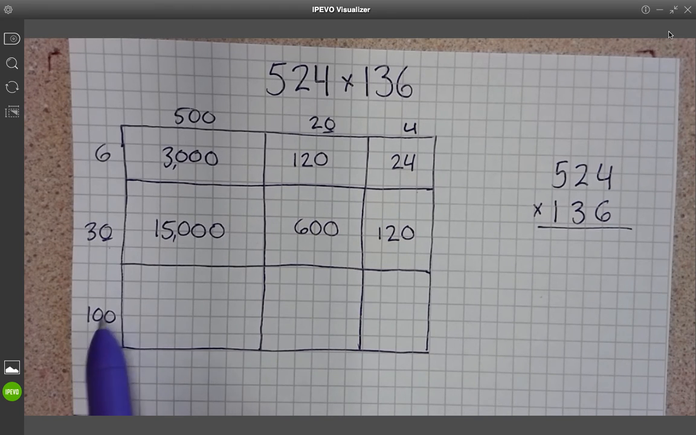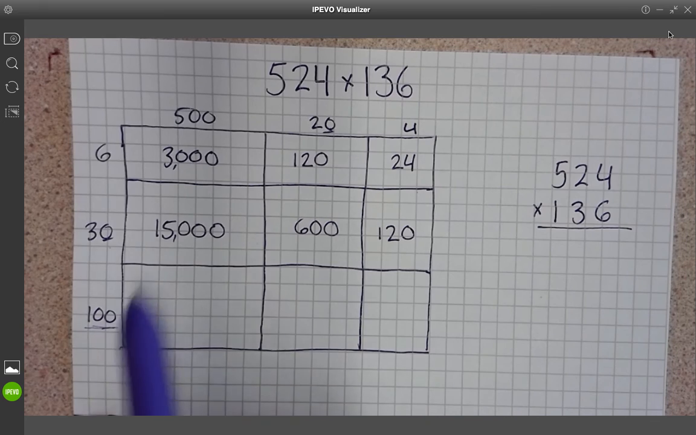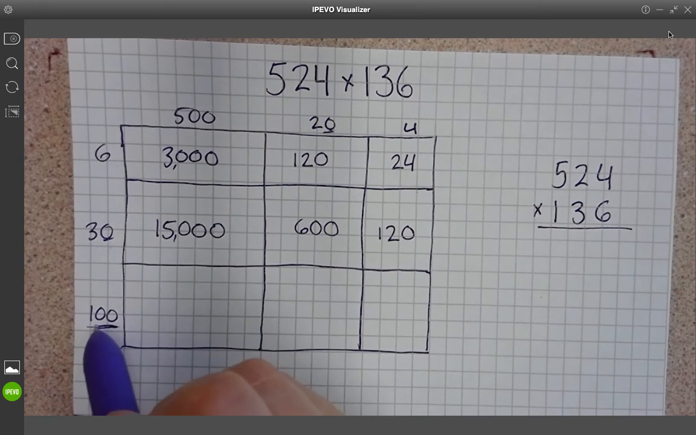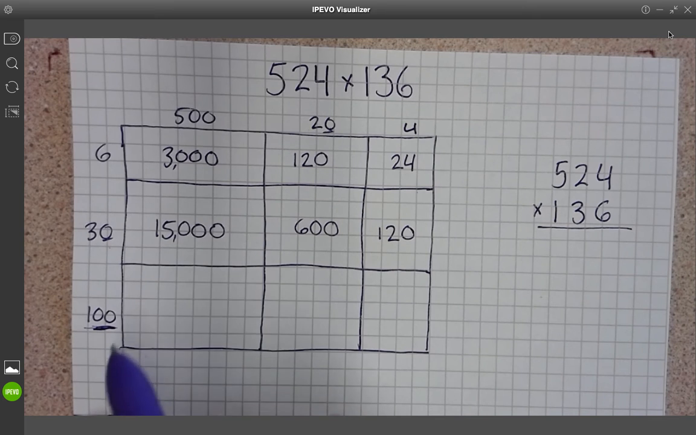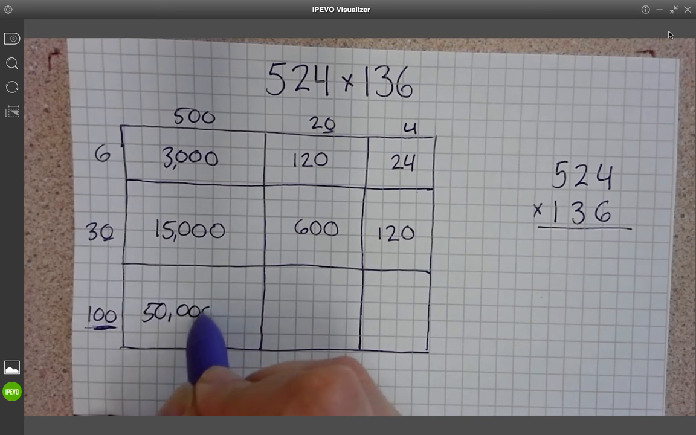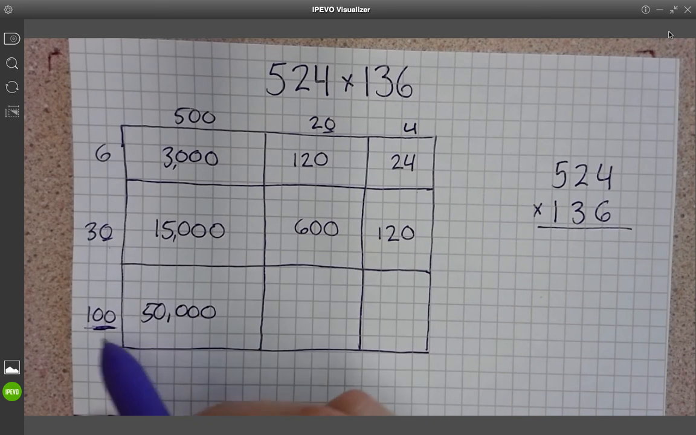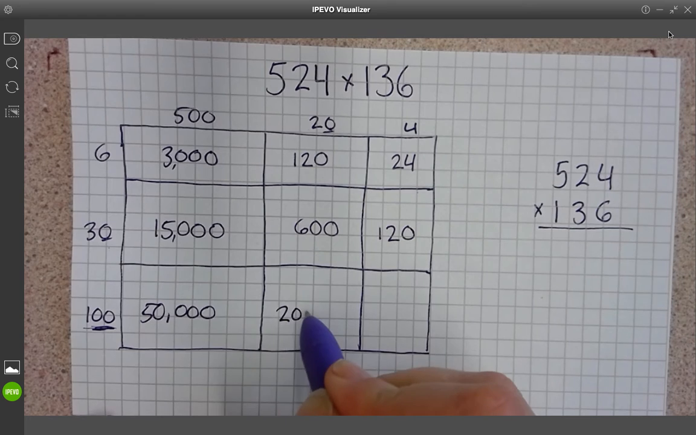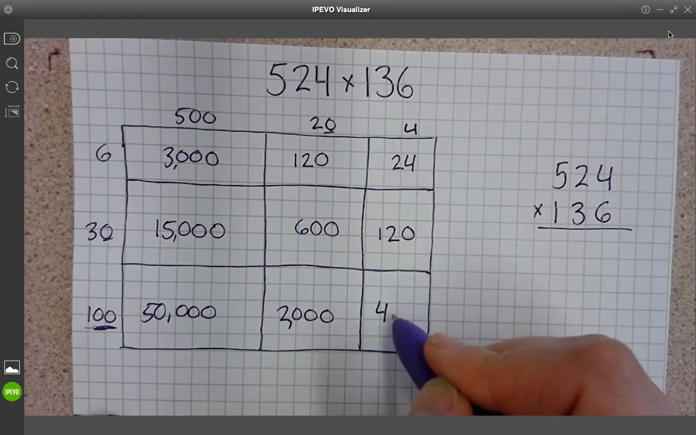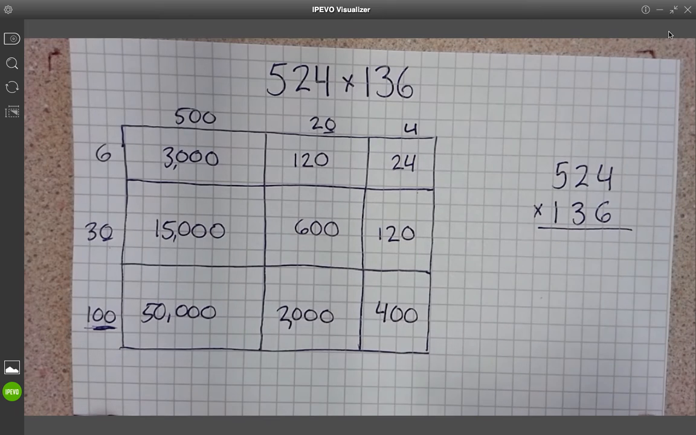And this last row is going to be easy because I'm doing everything times 100, which means I'm just sliding each of these partial factors 2 places to show 100. So 500 times 100 is 50,000. 20 times 100 is 2,000. And 4 times 100 is 400.